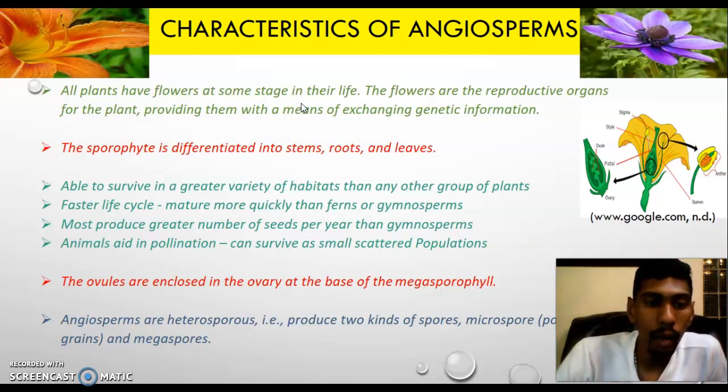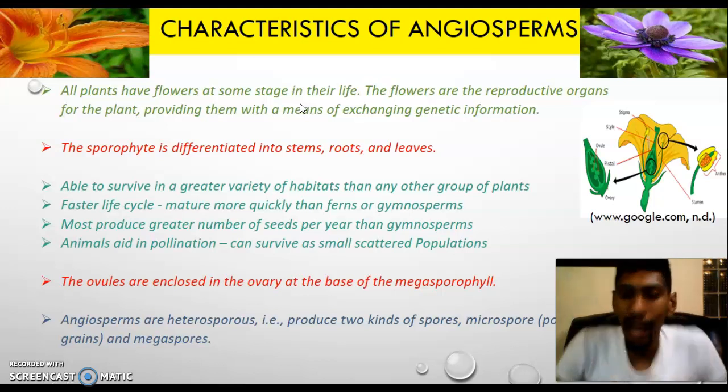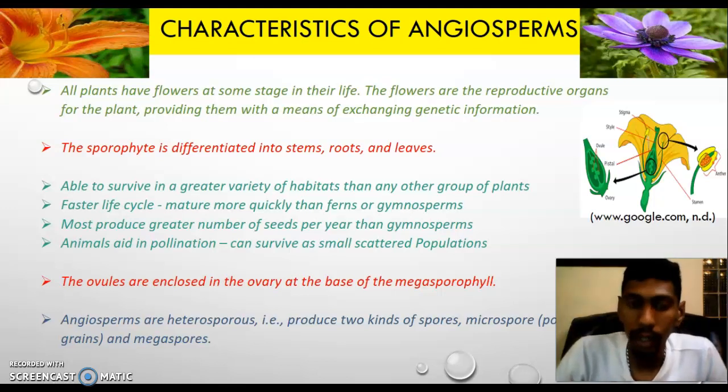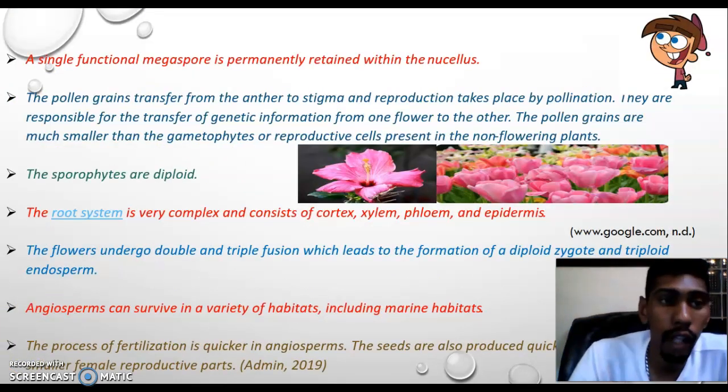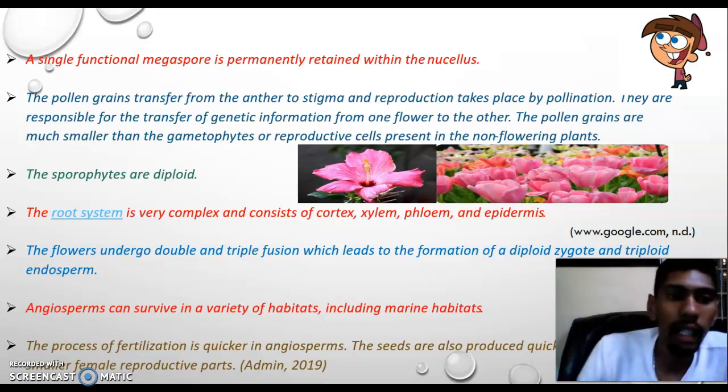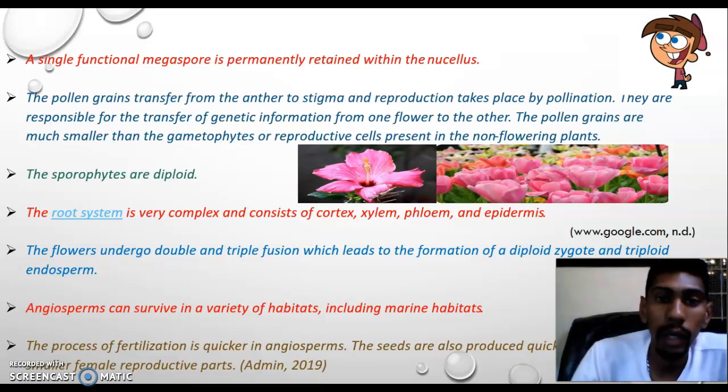Animals aid in pollination, which means that the animals help the pollination take place, and they can survive in small scattered populations. Okay, so some more characteristics of angiosperms are: a single functional megaspore is permanently retained within the nucleus. The root system is very complex and consists of the cortex, xylem, phloem, and epidermis. Angiosperms can survive in a variety of habitats, including marine habitats.